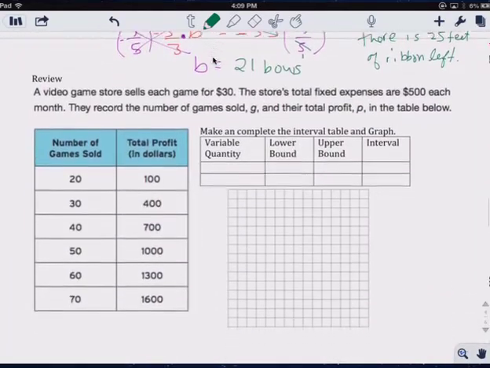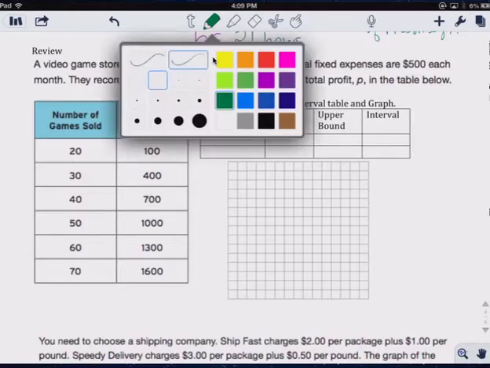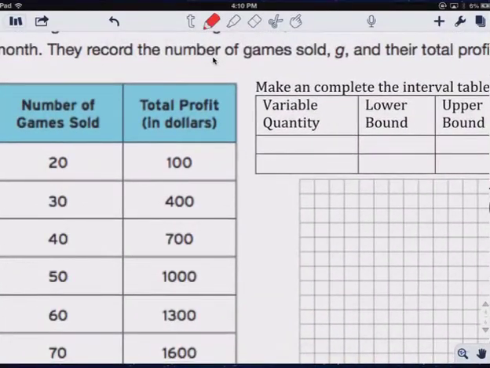Okay. Now here's the review. I had this on there because a lot of kids have problems and I didn't have time to go over it today in class, so I hope you guys watch this. The variable here is number of games. This is total profit, all from right here.